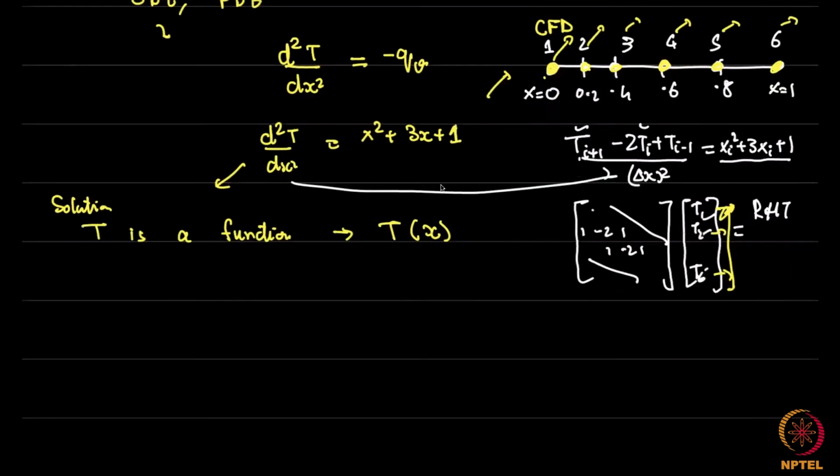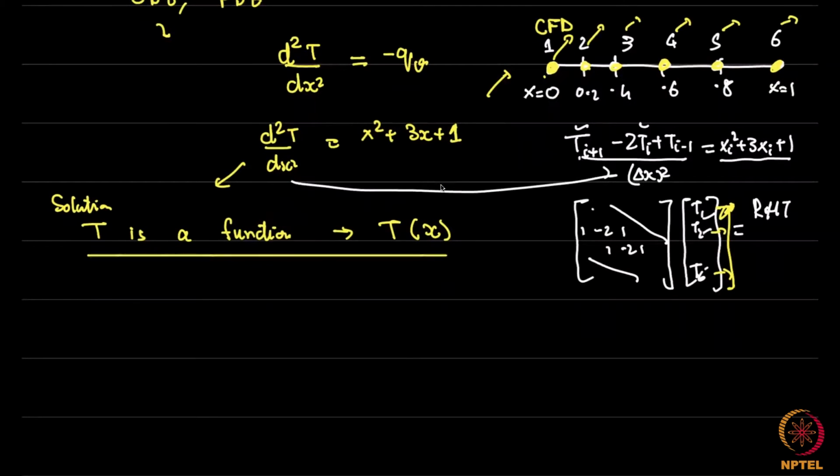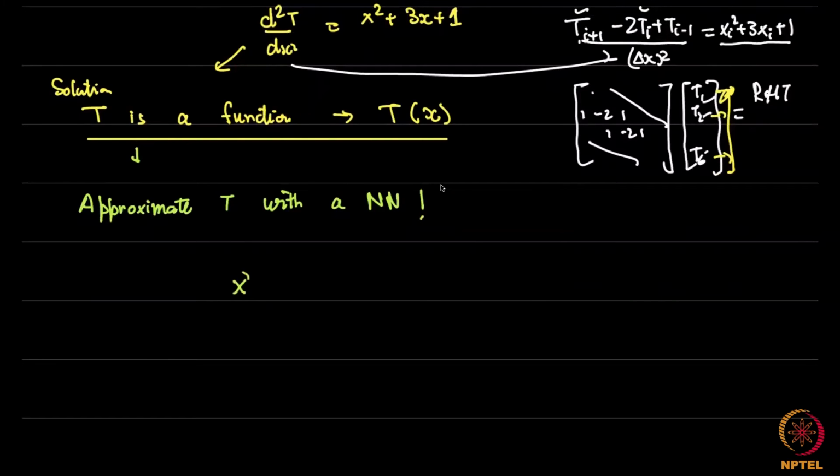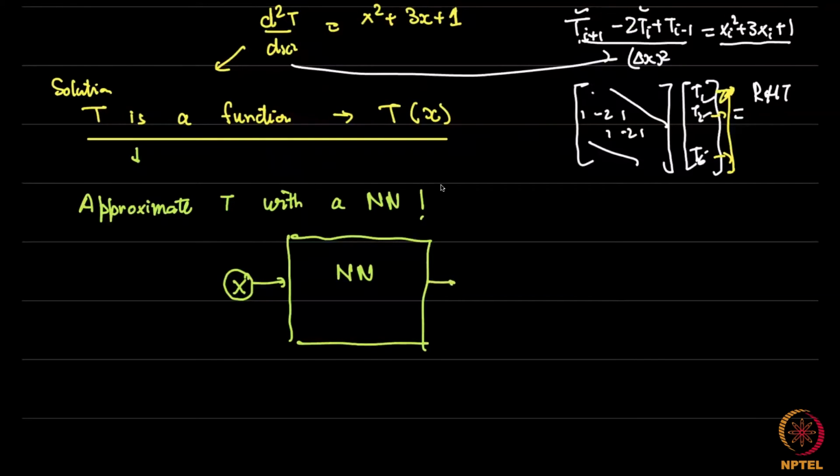Now, there is a different method. Once I know that T is a function, T of x, I can approximate T with a neural network. What does that mean? It means here is a diagram. I take x, this is the input. There is some neural network here. For example, there could be one hidden layer, multiple hidden layers. We have already seen these examples. And the output here is T of x.